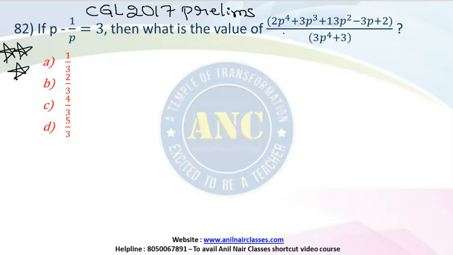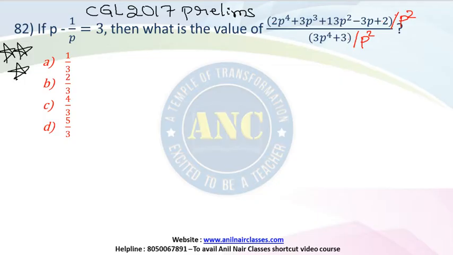Find the value of 2p power 4 plus 3p cube plus 13p square minus 3p plus 2, whole thing divided by 3p power 4 plus 3. Now see here, sir, I already gave you how to solve this kind of question. The idea is already given to you. Very simple. The highest power is p power 4, the lowest power is p power 0, the median is p power 2. That means the numerator I will divide by p square, the denominator also I will divide by p square. I will not write the entire thing once again and waste my time.